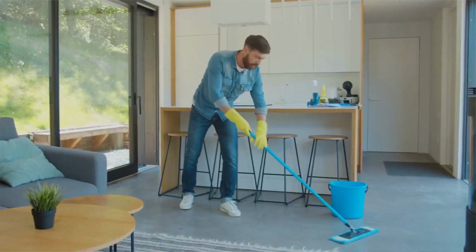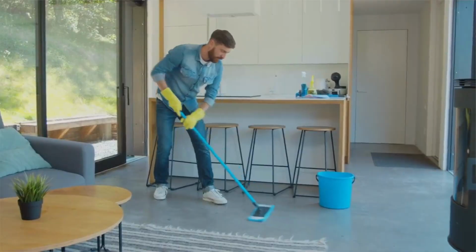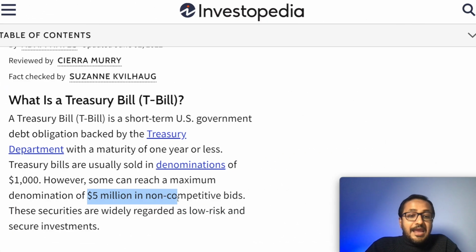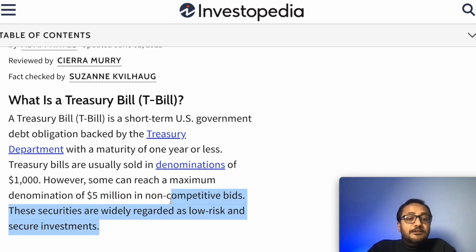Treasury bills are usually sold in denominations of $1,000. However, some can be a maximum denomination of 5 million in non-competitive bids. These securities are widely regarded as low risk and secure investments, obviously. You may ask me why this is safe and secure. The reason is it is backed by short-term government debt obligation and it is also backed by the Treasury Department of the United States, which is why you can have peace of mind if you're parking as high as $5 million into the T-bill.